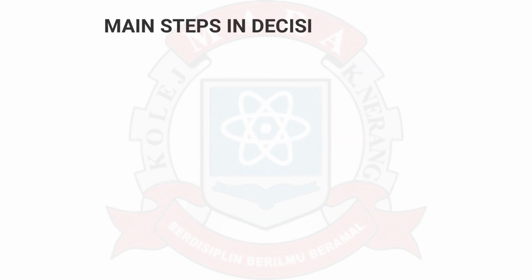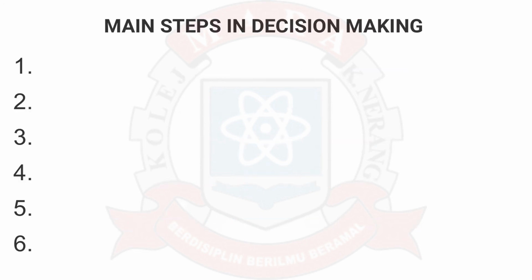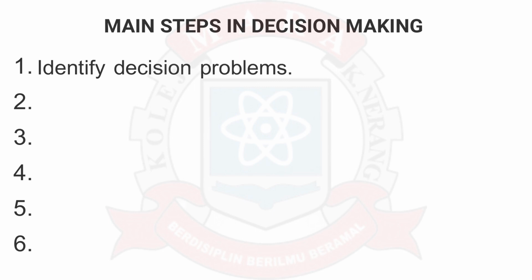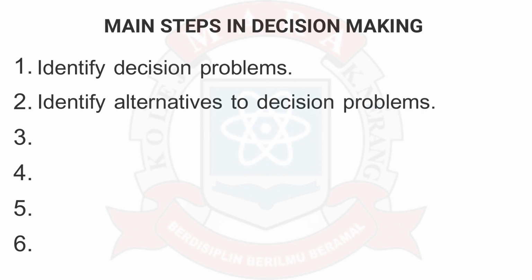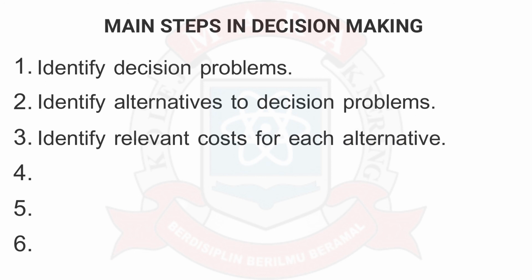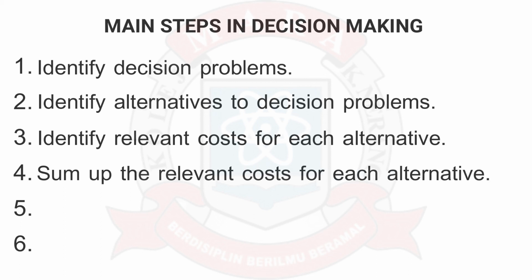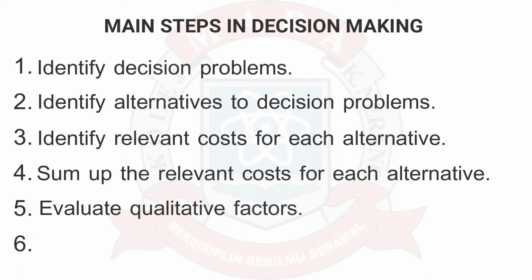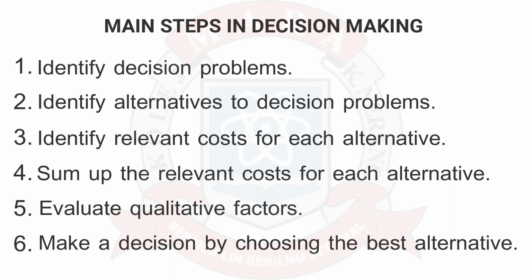Main steps in decision making. There are 6 main steps in making decisions. Number 1, identify decision problems. Number 2, identify alternatives to decision problems. Number 3, identify relevant costs for each alternative. Number 4, sum up the relevant costs for each alternative. Number 5, evaluate qualitative factors. And number 6, make a decision by choosing the best alternative.